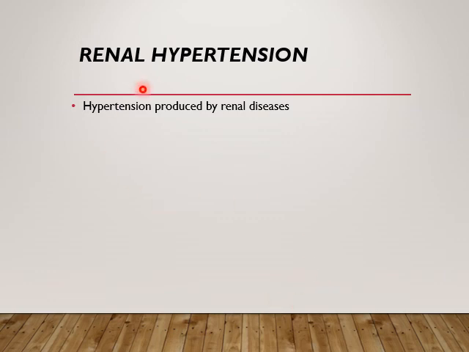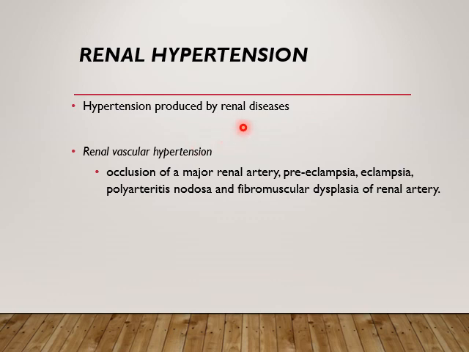So related to our topic now, we are reading what changes occur in the kidney because of hypertension. What changes does it cause in a kidney? Renal hypertension is defined as hypertension produced by renal diseases. As explained in the previous slide, renal diseases are classified into two types: vascular and parenchymal.